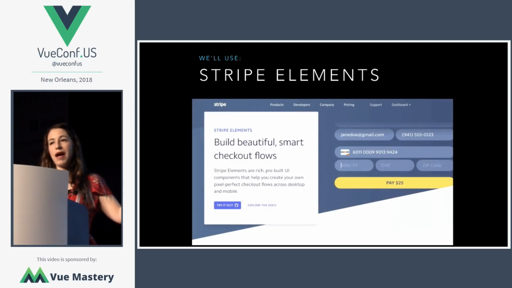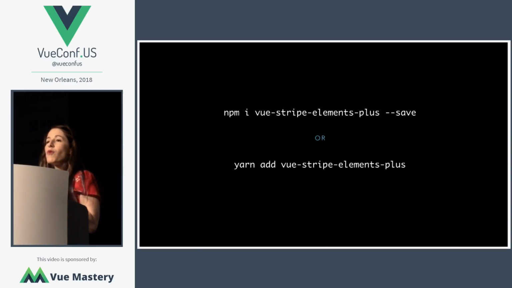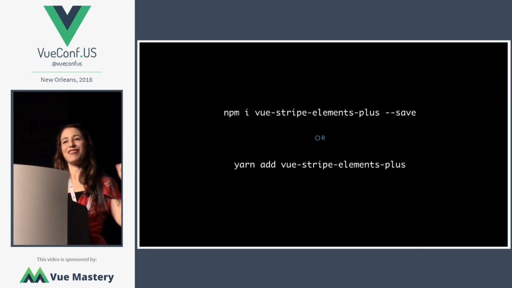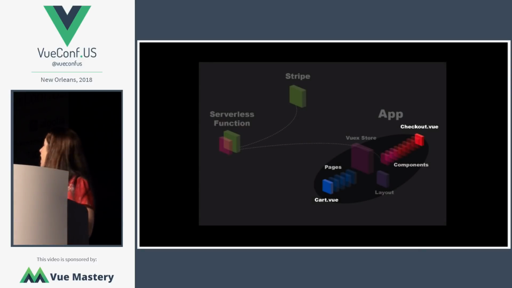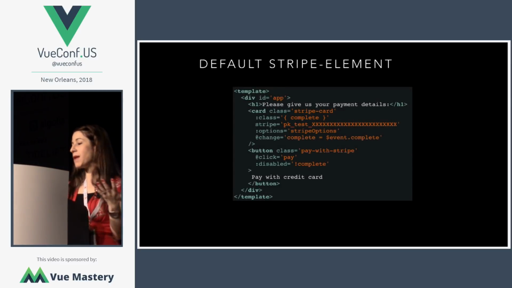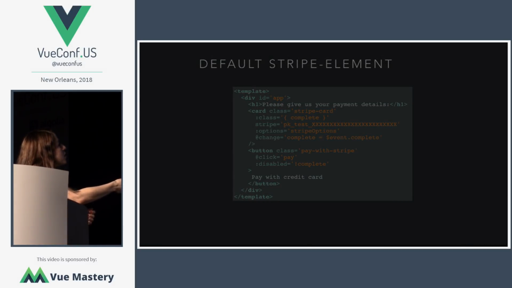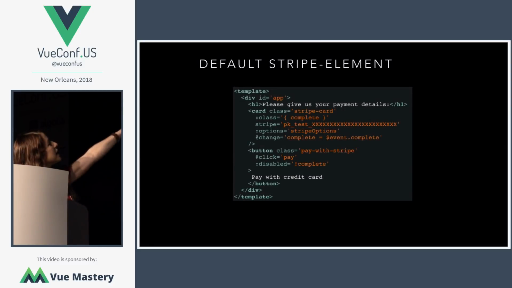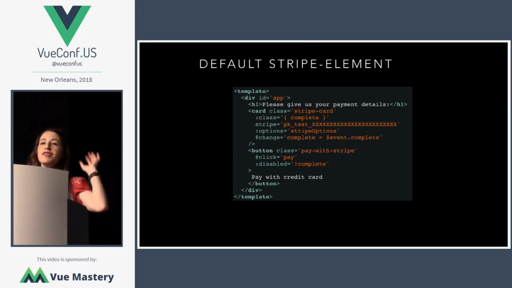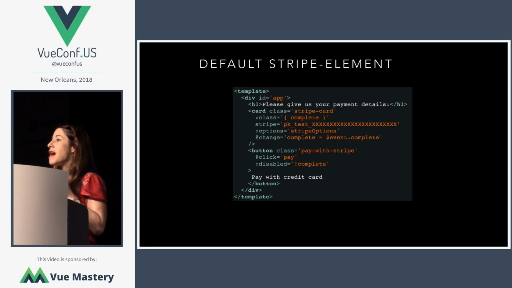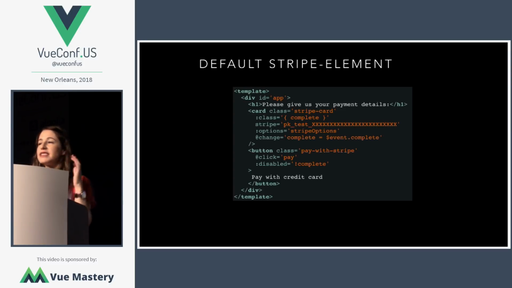So there's a thing called Stripe Elements that allows you to do this. And what we're going to be using is a thing called Vue Stripe Elements Plus, and you can npm install it or yarn add it and get started. So now we're going to talk about how that cart.vue page talks to our checkout.vue component. Out of the box, Vue Stripe Elements Plus has a few defaults, and a couple of notable things here. That Stripe has a Stripe key, and you can replace that with your key. And also that button has an @click pay method. That pay method is going to be really important, so let's take a look at that.